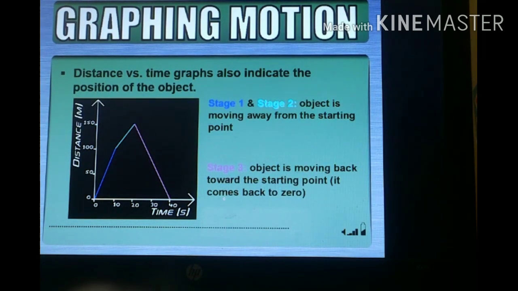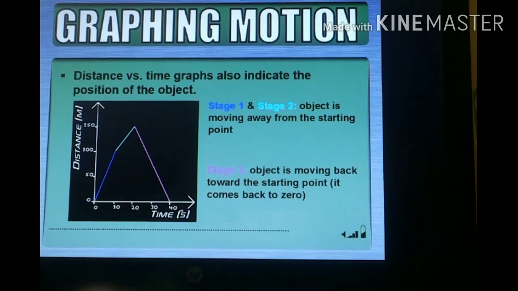Next, in stage 1 and stage 2, you will see that it is moving away from the origin, or away from the starting point. In stage 3, you will see that the object is moving back to the starting point, meaning it is coming to the starting point.